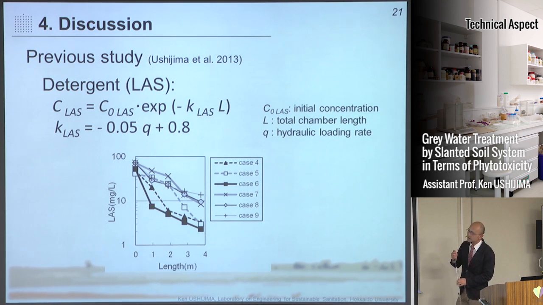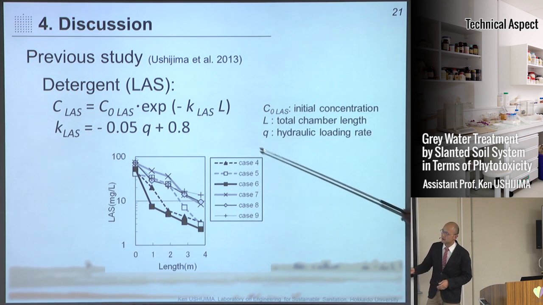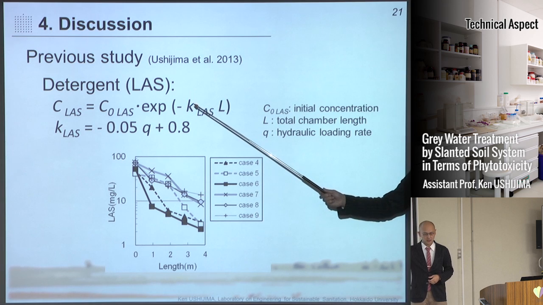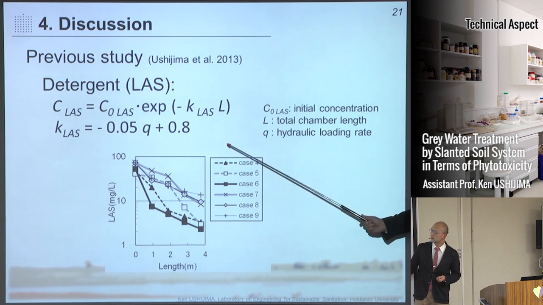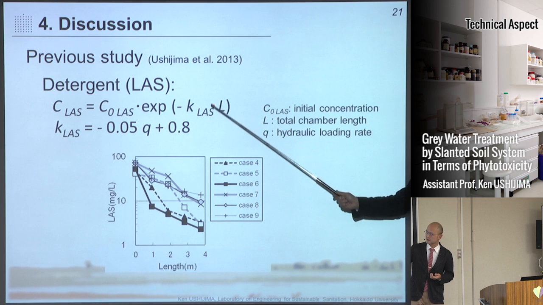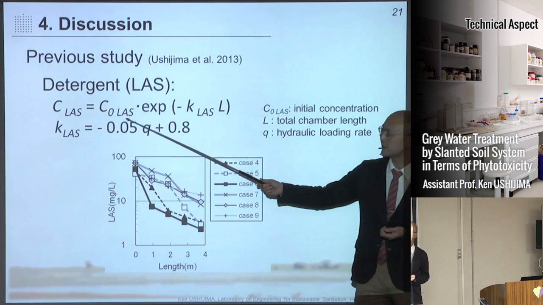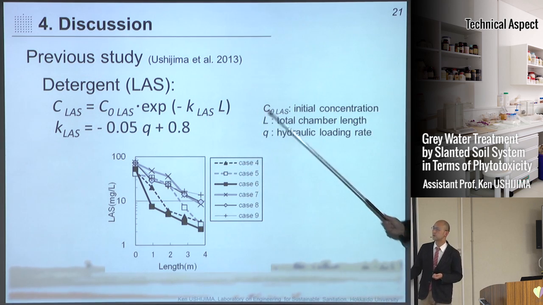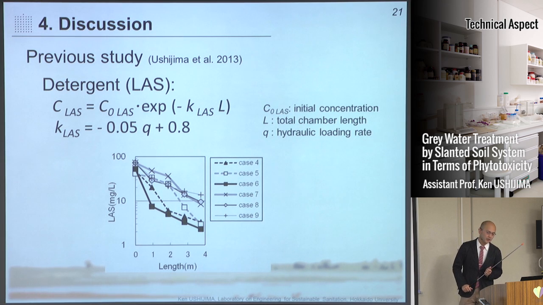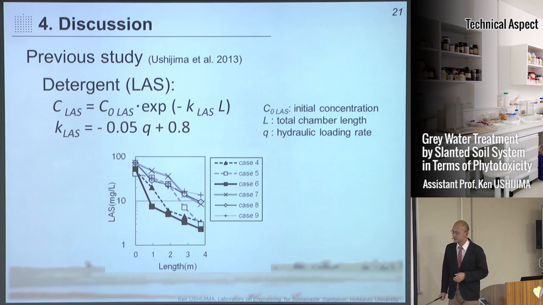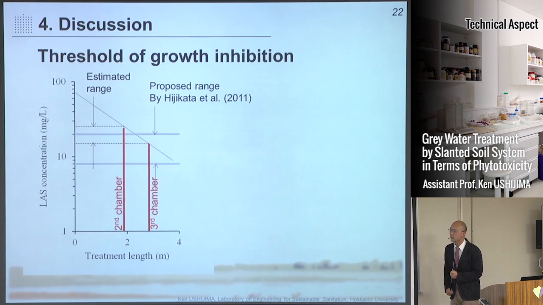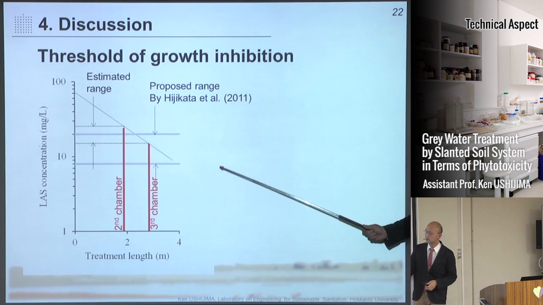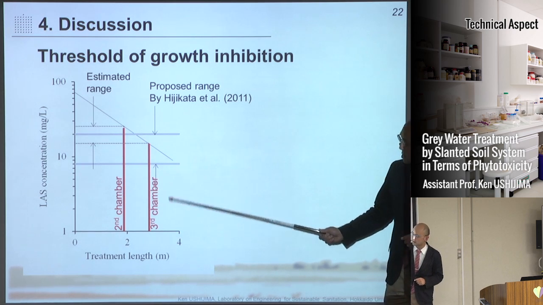And regarding the phytotoxicity, the detergent is the most important parameter. According to the previous study, we have already obtained this equation to estimate the detergent concentration. Then, by using this equation, we can estimate the LAS concentration in this experiment.